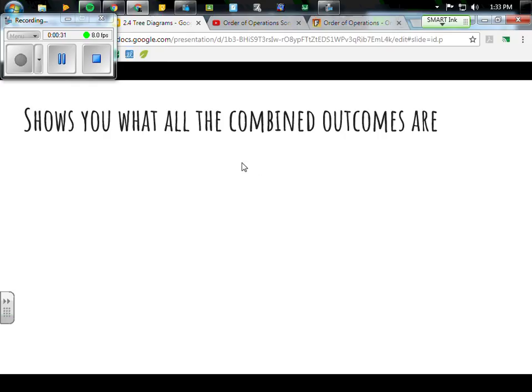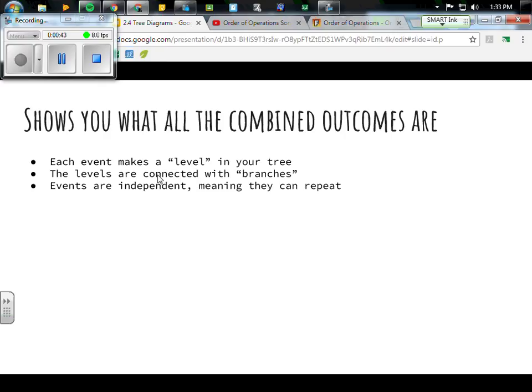Tree diagrams show what all the combined outcomes are. The reason they're called tree diagrams is because they look like a tree with branches. Usually what you do is you create levels in your tree diagram, and each event that you're combining makes up a level. The levels are all connected with different branches. And each of your events are independent, and so that means that they can be repeated as you continue. So let's look at an example of a tree diagram.